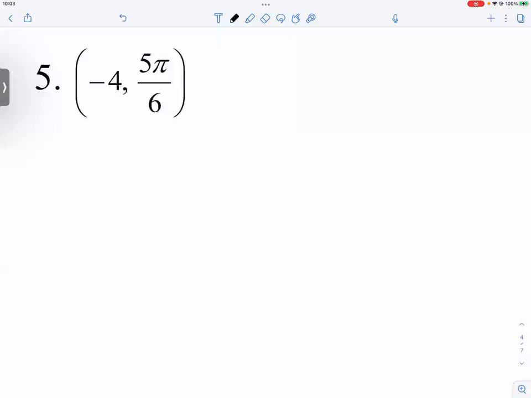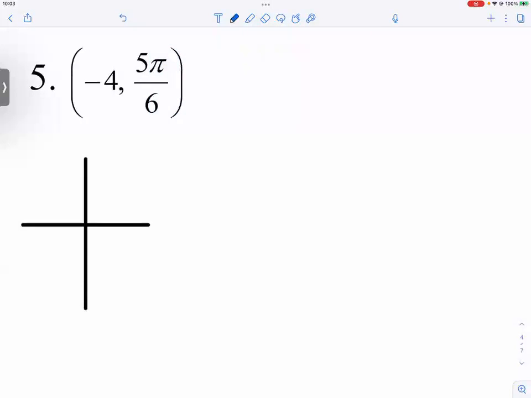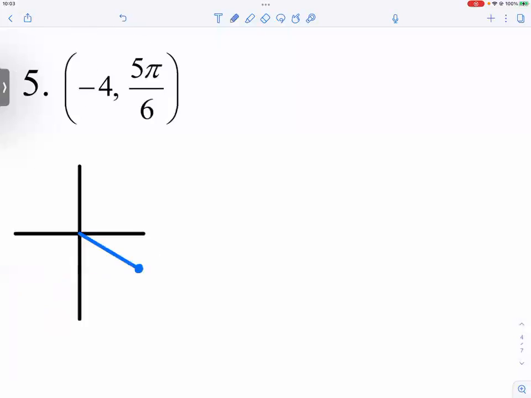So for number 5, let's sketch it first. You have 5 pi over 6. So 5 pi over 6 should be going in this direction, right? But now it is -4, so that means you go all the way to the other side. So it'd be here, okay?